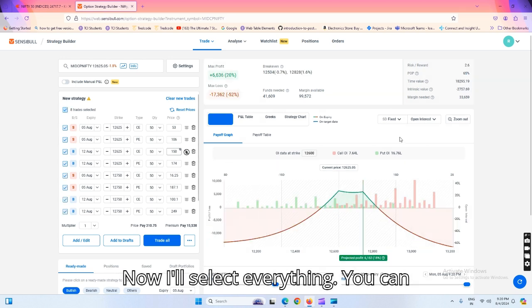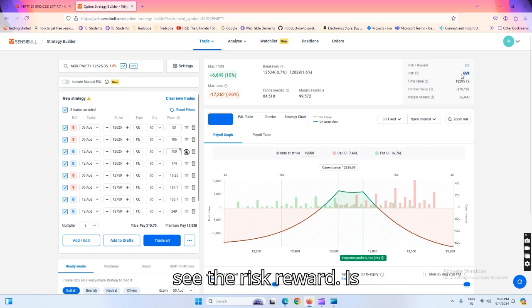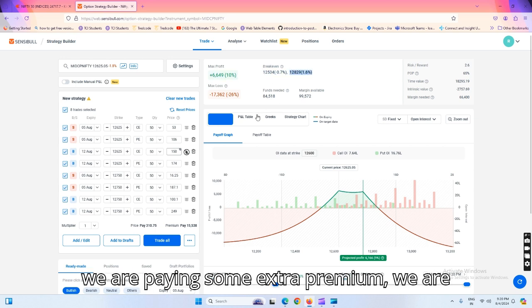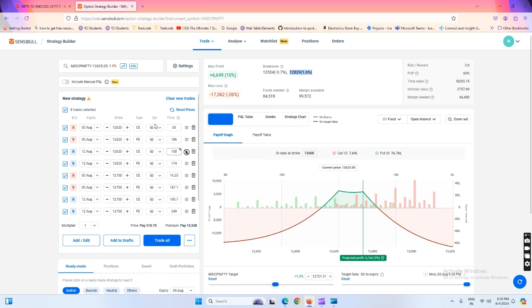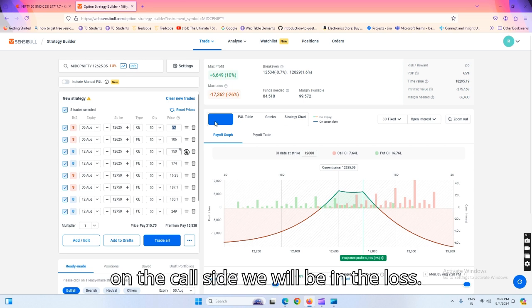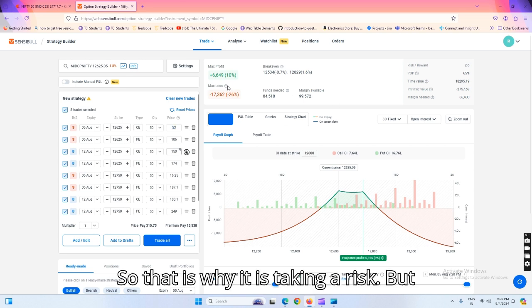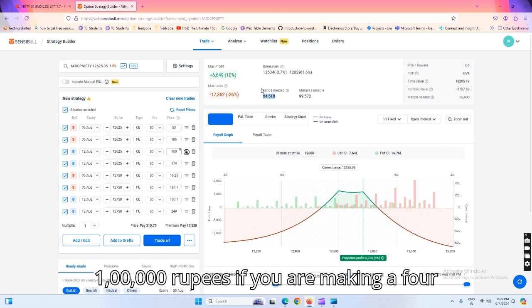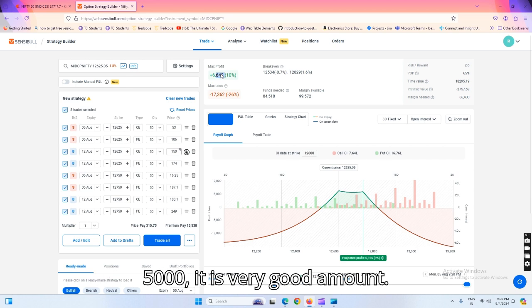Now I'll select everything. You can see the risk is the same at 26 percentage, but the reward has decreased. Because the break even got extended and we are paying some extra premium, we were already in loss at this particular angle, on the call side. So that is why it is taking a risk. But within 1 lakh rupees, if you are making 4 to 5,000, it is a very good amount. That is great.